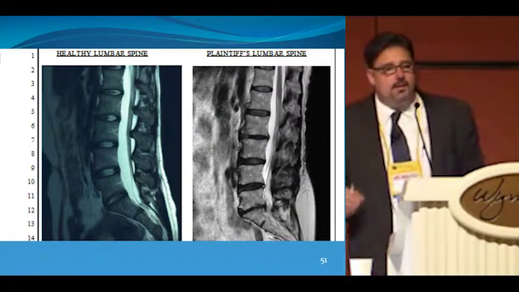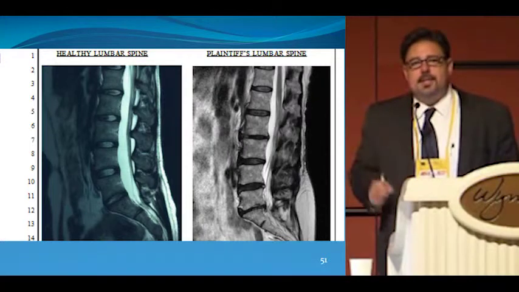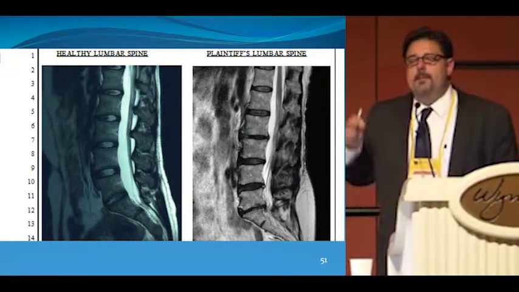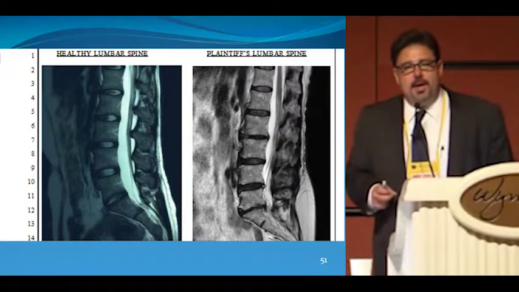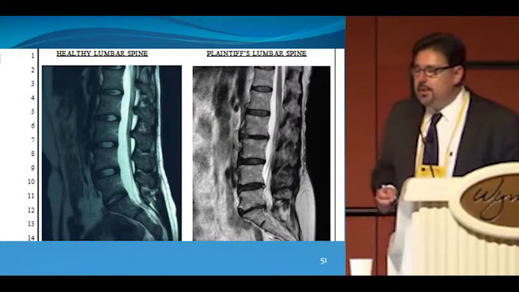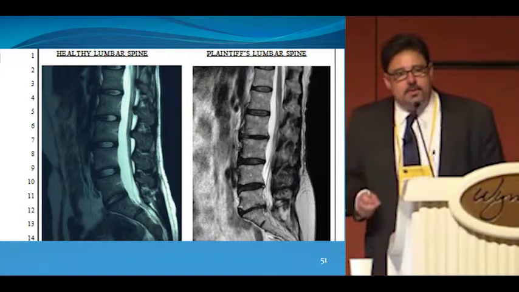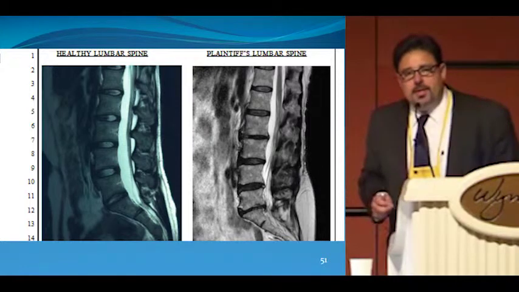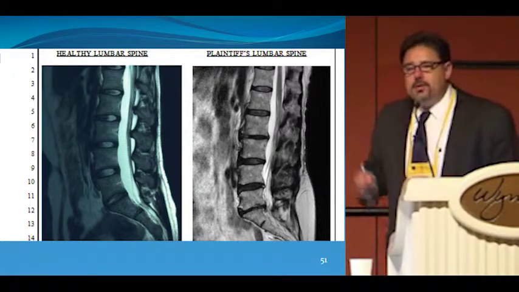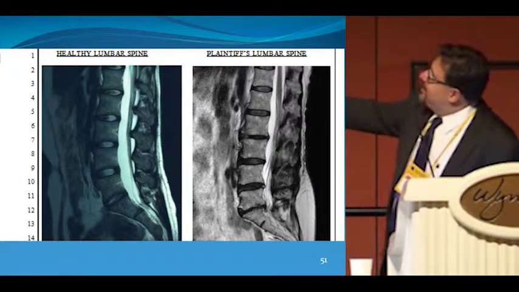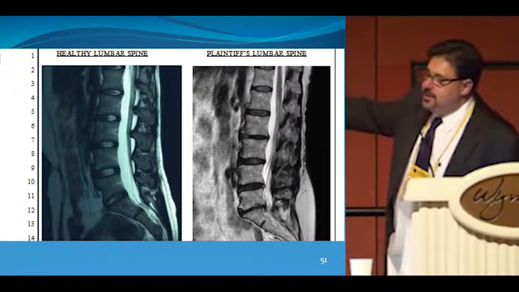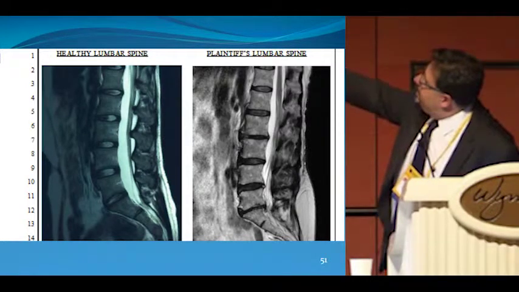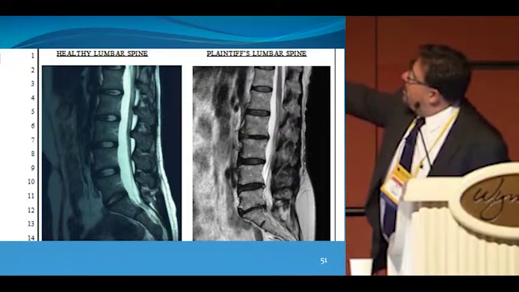Know how to look at a spine MRI. In this particular case, the defense said that the radiologist misread the MRI and there was no injury. So what did we do? We went to the radiologist. We asked the radiologist to show us where's the injury. Radiologist gave us an MRI of a healthy spine, gave us an MRI of our client's spine, and showed me what I was looking at.